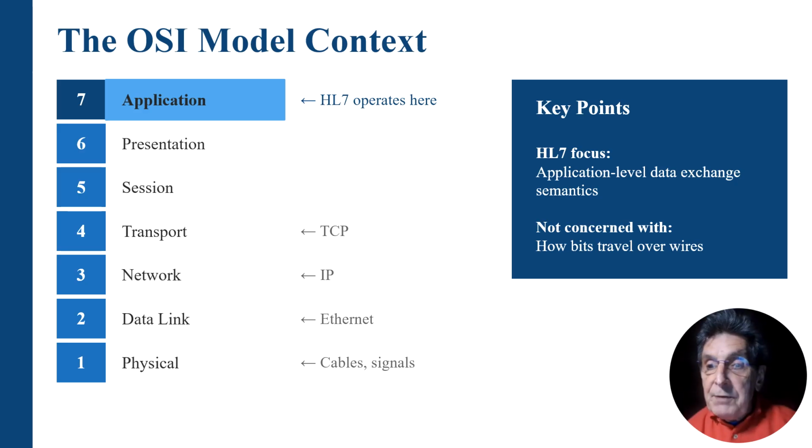Layers 5, 6, and 7 handle session management, data presentation, and application level concerns. So HL7 operates at the application level. This means that HL7 isn't concerned with how bits travel over the wires. That's handled by the lower layers. You might use TCP/IP, you might use a virtual private network, VPN, or whatever.